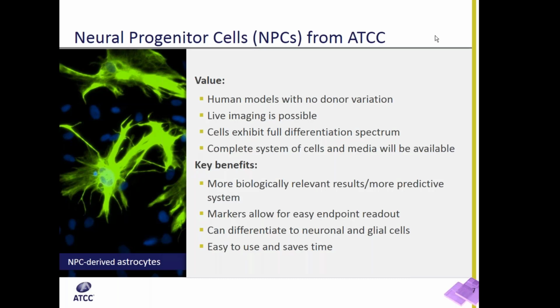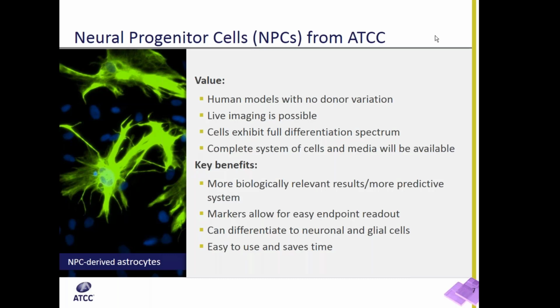Also, since many of our neural progenitor cell offerings contain reporter constructs, live imaging is possible. Neural progenitor cells are flexible in that they exhibit full differentiation spectrum. In other words, they can differentiate into neurons, glial cells, or oligodendrocytes. In addition, to simplify things for the culturist, ATCC has a complete system of cells and media available for expansion and differentiation. ATCC also provides protocols to help you with your expansion and differentiation processes.